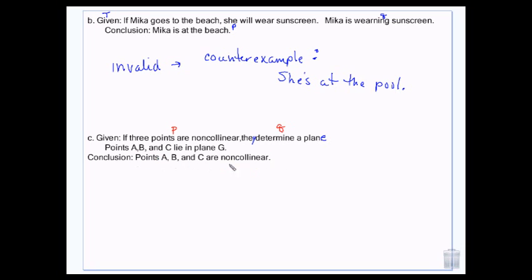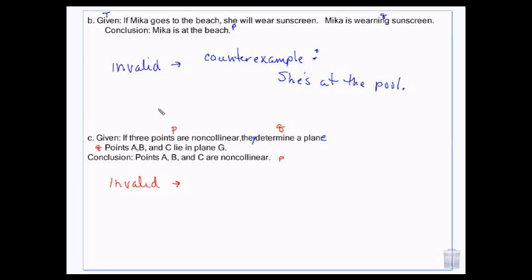My conclusion, just because they lie in the plane, it's not going to be true. Because remember, they flipped it again. This is Q here, and this is P here. My conclusion can't be P. My conclusion has to be Q. So your conclusion has to be the they part in order for it to be logically valid. So this is invalid.